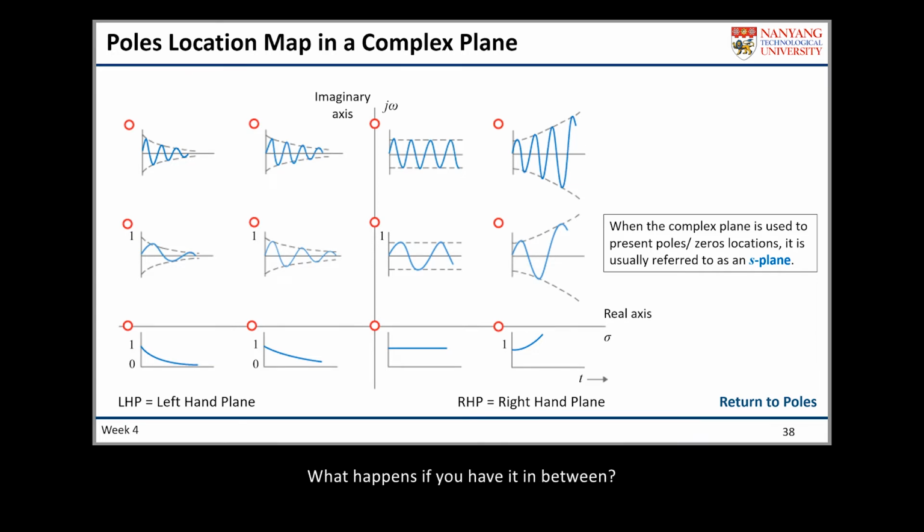What happens if you have it in between? In between means you don't have a real part in your pole; your real part is zero. That means if you represent it in the S-plane, your poles are located on the imaginary axis. If you have this case, then your system is marginally stable. The response is not converging to one particular value, but the response is also not growing to infinity. It's neither stable nor unstable. This is what we call a marginally stable system.